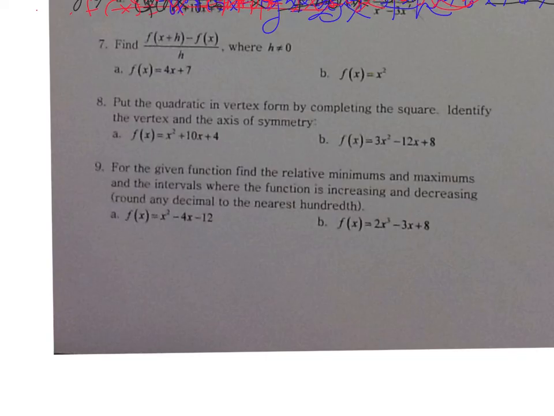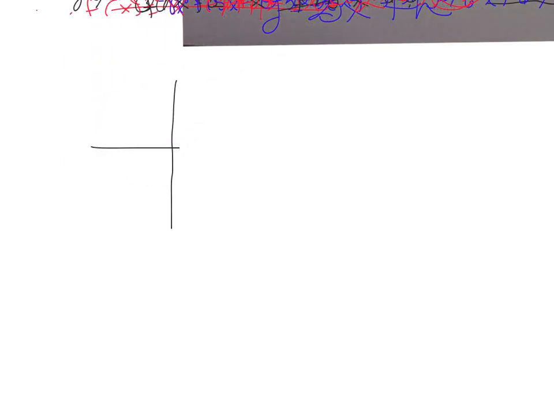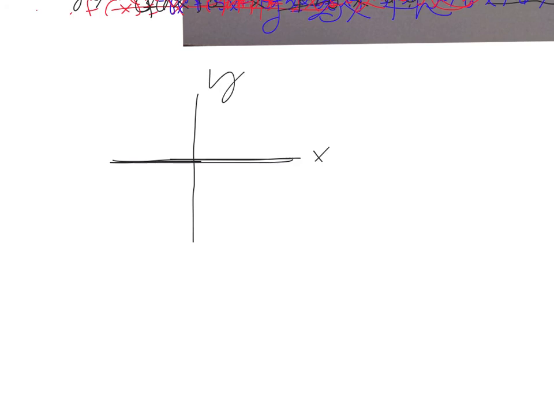Okay, number 9. For the given function, find the relative mins and maxes. Find the interval where the function is increasing and decreasing. Round any decimals to nearest hundredth. All right, so plug it in your calculator, the first one. You're going to draw a sketch. I want a sketch drawn. And so I have x, y. And your parabola looks like this. So I have one relative min, which is right here. So you can use your calculator. This comes out to be 2, negative 16. So that means this is 2, and this is negative 16. All right, so that's your relative min.